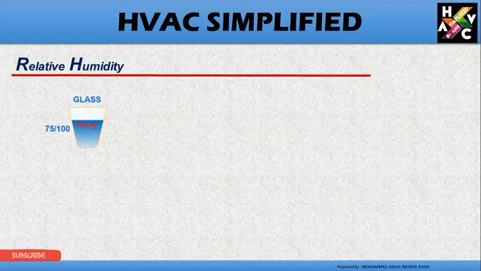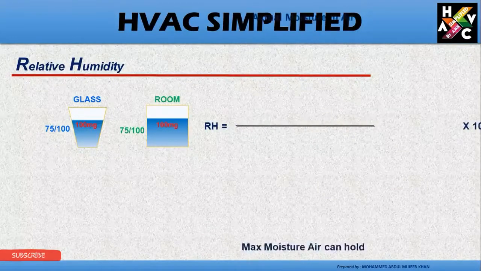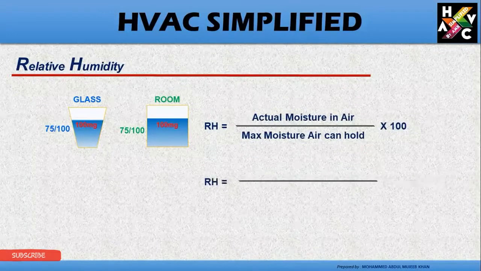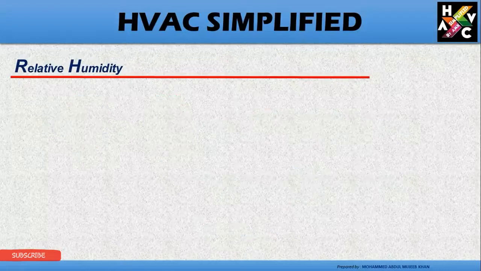Let's see the third example with 75% of water holding in 100 milligram of water. Same with the room. Now by using the same formula again, we can say in this particular scenario the relative humidity is 75%. So the amount of moisture it can hold is still 25%.